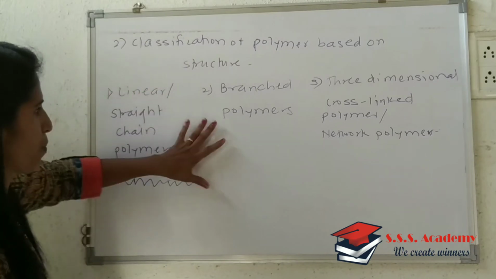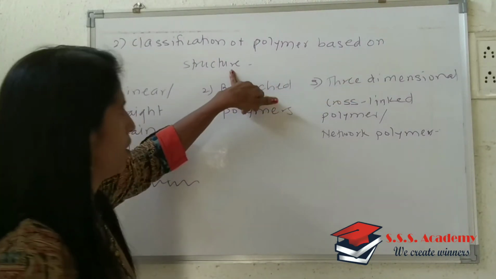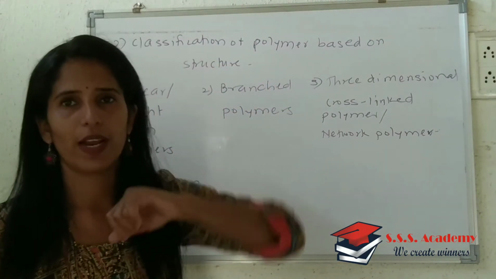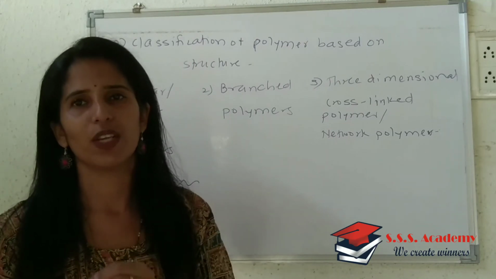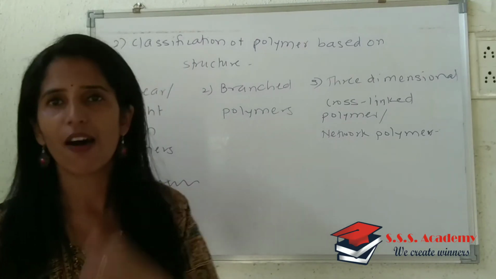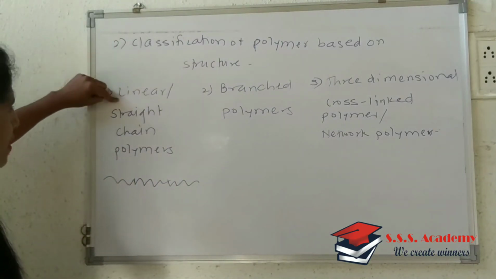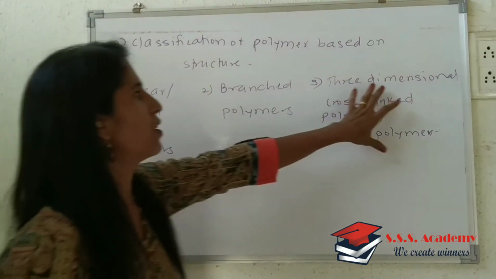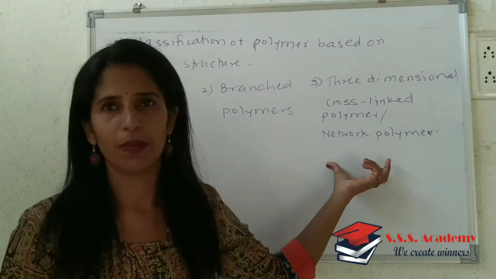For this, what you are supposed to write? First you will write this as the classification of polymer based on structure. Next to that, you are supposed to write that it depends upon the arrangement of monomers in a polymeric chain. After that you will write there are three types: linear or straight chain polymer, second is branch polymer, and third it refers to three-dimensional cross-linked polymer or the network polymer.